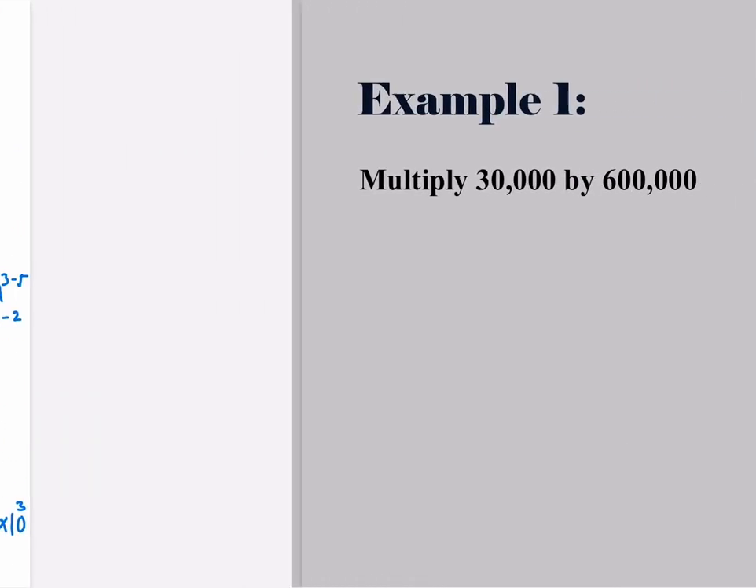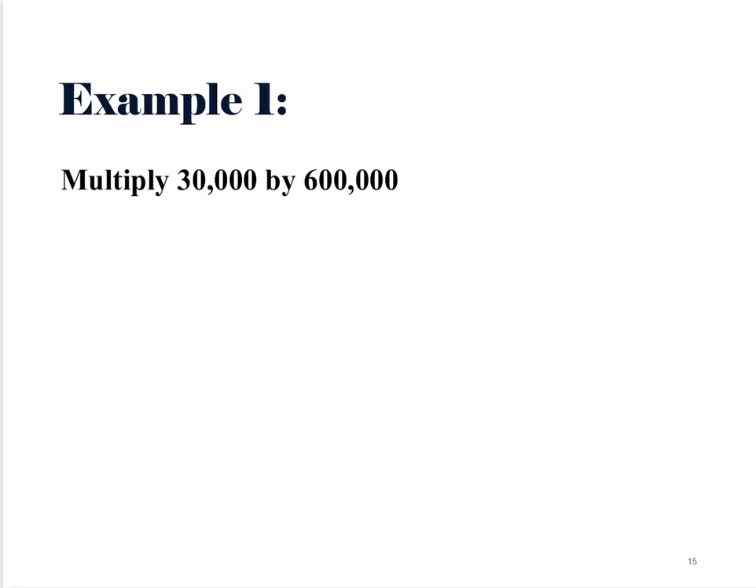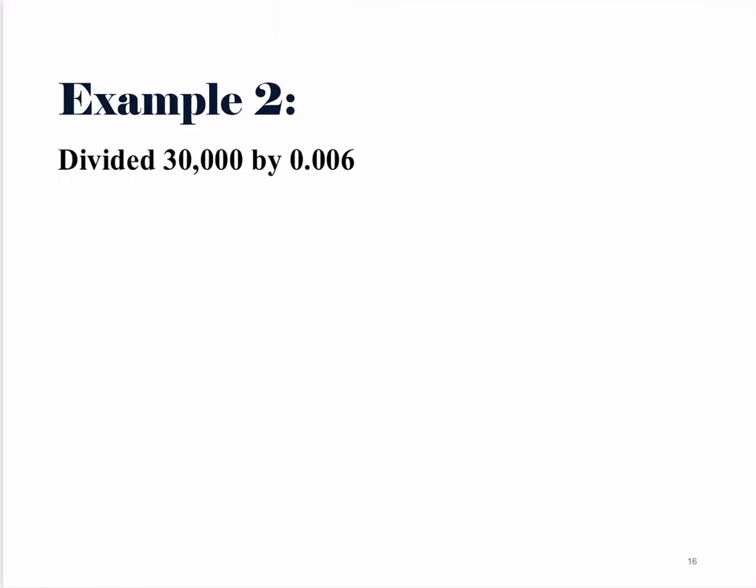Okay, so here we have a simple example. Multiply 30,000 by 600,000 without a calculator, right? So you can do this just with scientific notation. We can simplify the calculation quite a bit doing that. I'll give you guys this one first. Divide 30,000 by 0.006. All right, so I'll write that up here. 30,000 divided by 0.006. So divide those two numbers while I fill out the other slide.